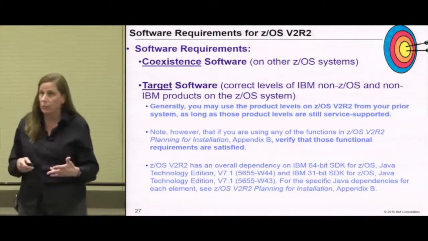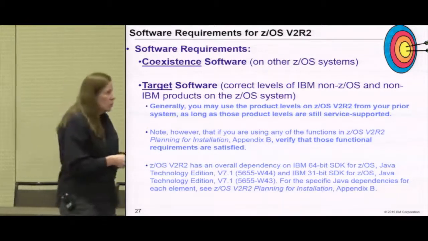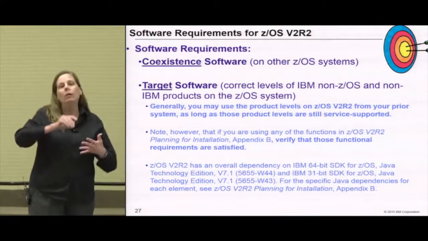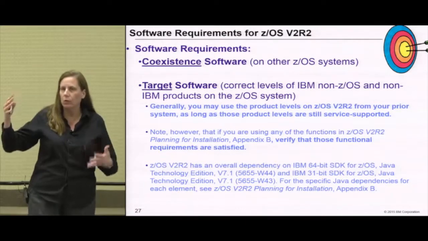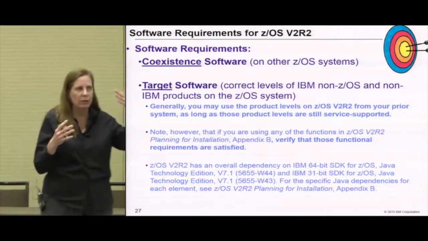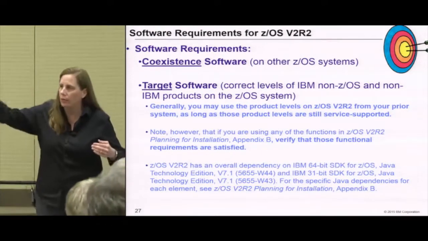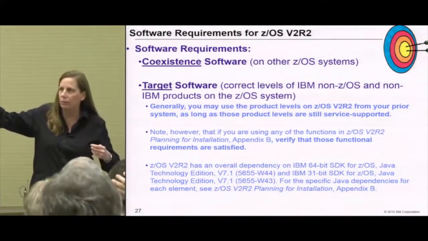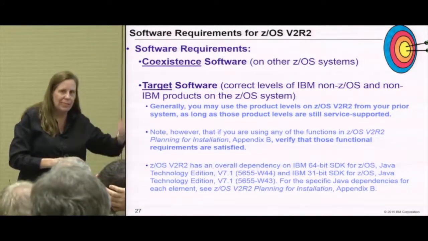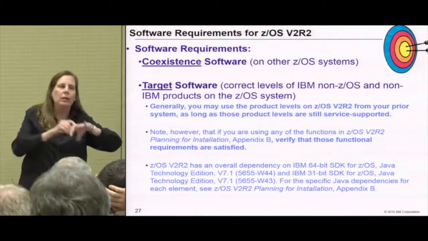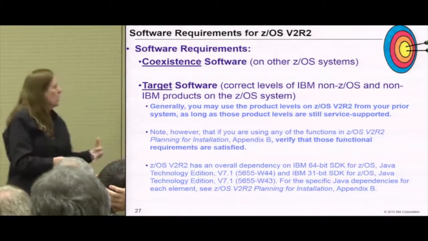However, here's the exceptions now. There are a list of a couple of functions that need higher versions of products or even PTFs on products in order to run, right? So if you're going to use a specific function, that function may require that that other program product have a higher level or a higher PTF, okay? So look in the Planning for Install book for the functions that need something higher than the general one that was just service supported. Okay, so you got that.